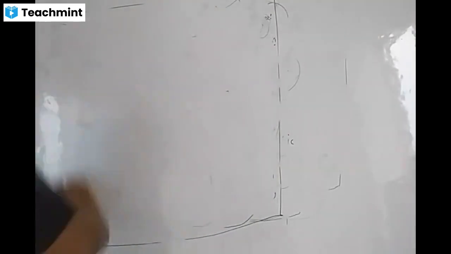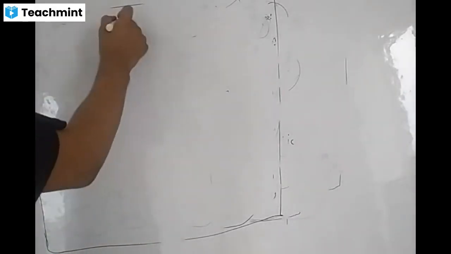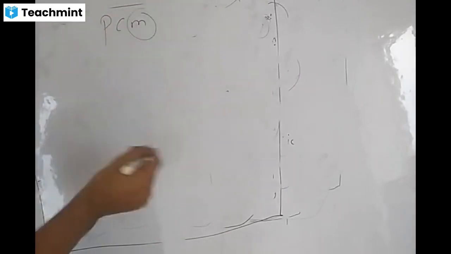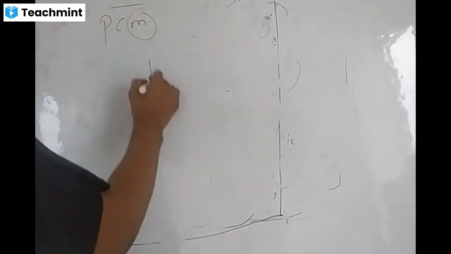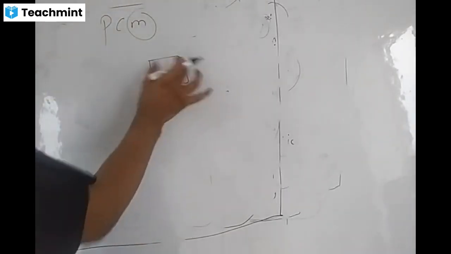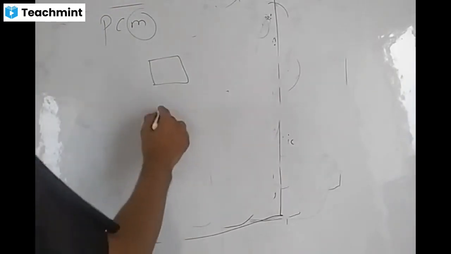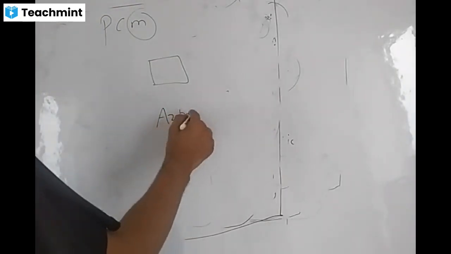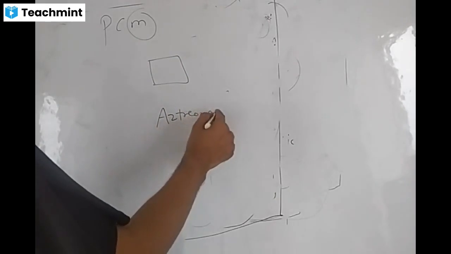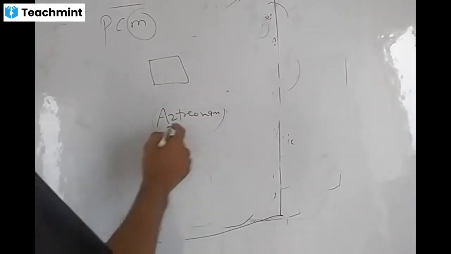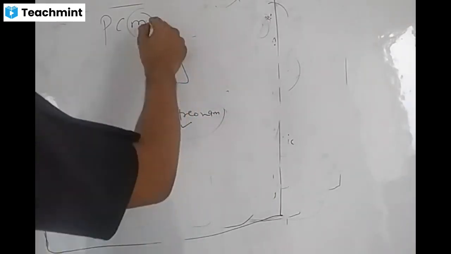The last beta-lactam, the member of your PCM is your M. M means monobactam. Mono means one. There is only one ring. And there is only one example. That is Aztreonam. So this is Aztreonam, monobactam.